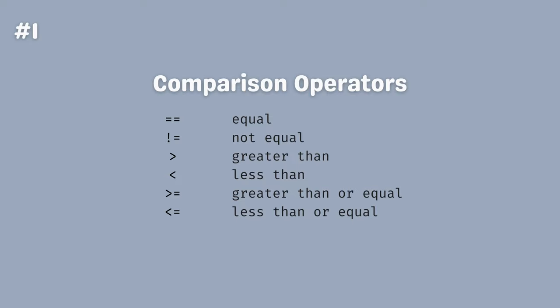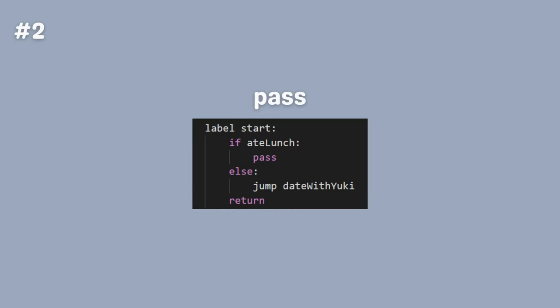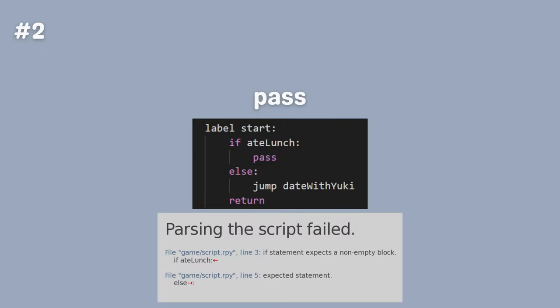Here are conditions you can use inside the if statement when dealing with numbers. If you don't want anything to happen in your statement, you should use pass. Not adding pass will result to an error.